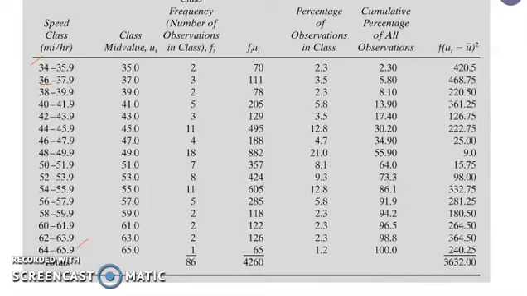So 34 plus 35.9 divided by 2. Actually, the result is 34.99, so it's rounded up to 35.0. So all of those, you get the mid class value. On the third column, this will be the class frequency.